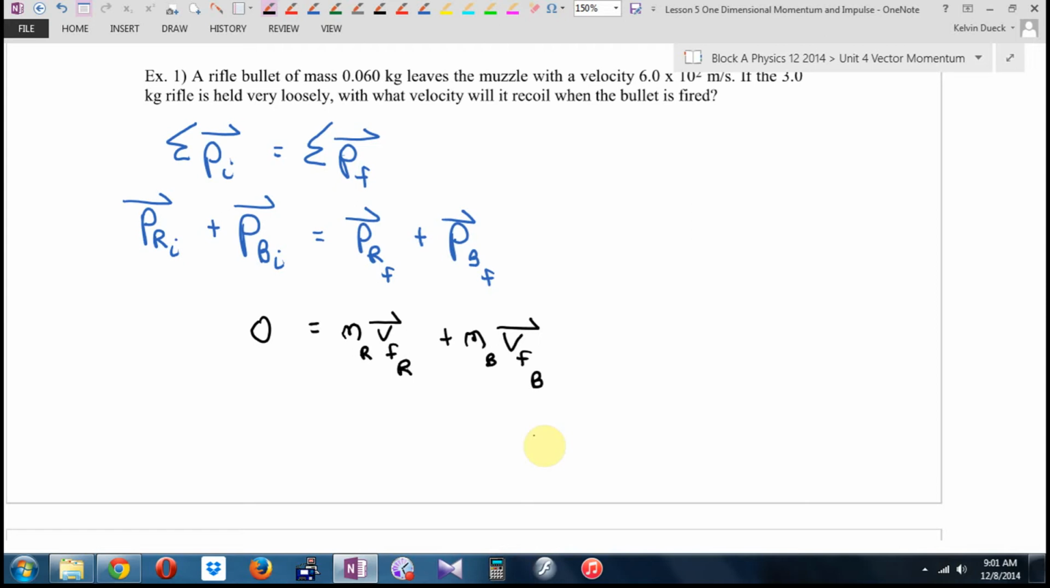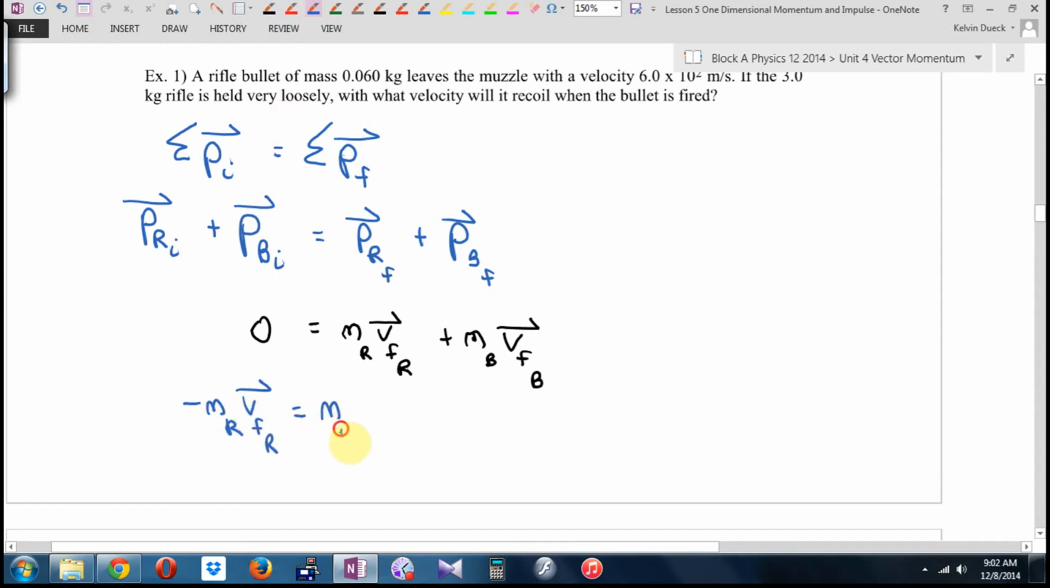Are there angles mentioned in this question, or is everything in a nice straight line? Okay, if there were angles, we would do tip to tail with vectors. Since everything's in a nice straight line, we'll just let one way be positive and one way be negative. In fact, I'm going to say this: negative M_R V_FR equals M_B V_FB. I'm going to subtract the rifle over to the left-hand side.